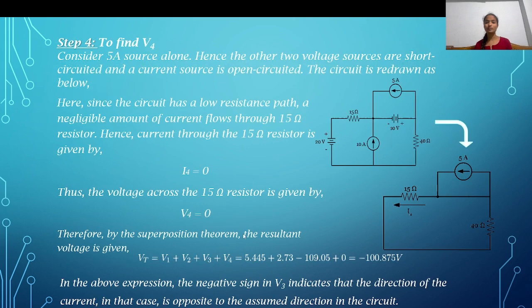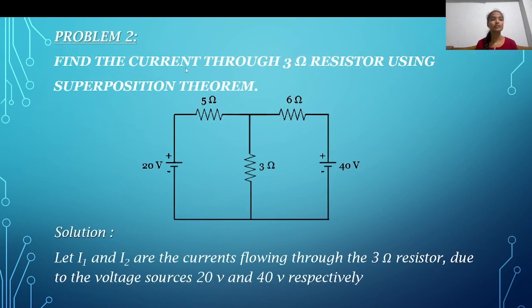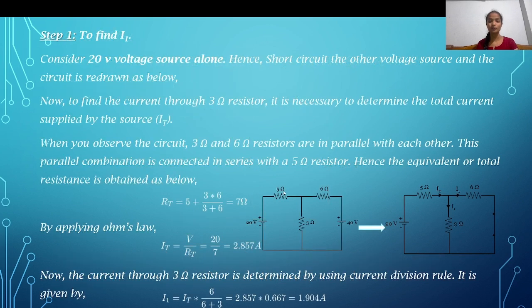So this is the problem. I hope you understand. Now next, this is the problem to find the current through the 3 ohm resistor using the superposition theorem. So we have to find the current through this resistor. Now consider the 20 volt voltage source separately, and the other source is short circuited. Here we use nodal analysis. We may use nodal analysis or simply use Ohm's law.